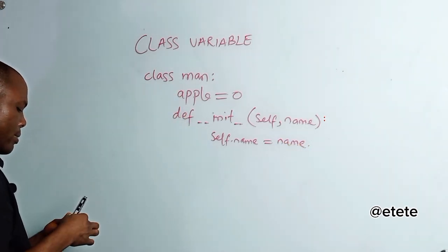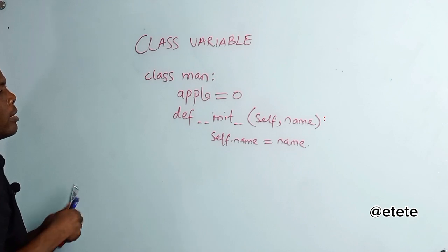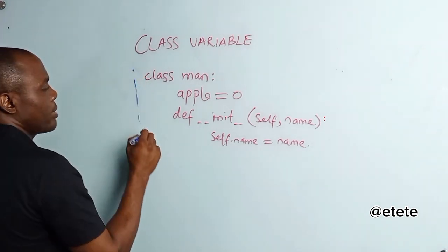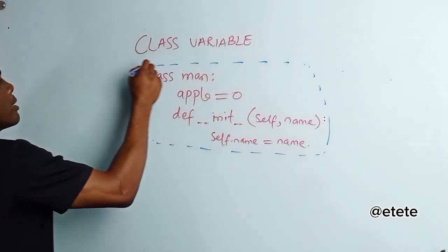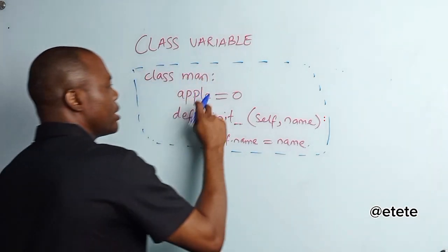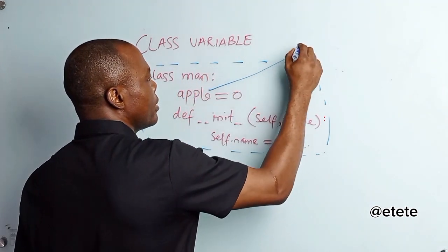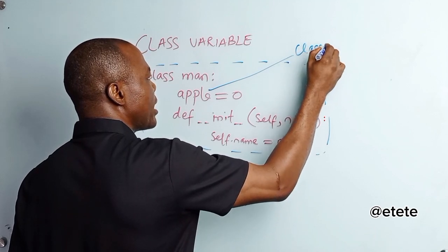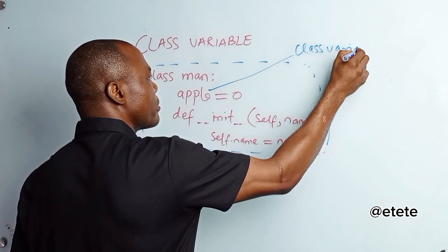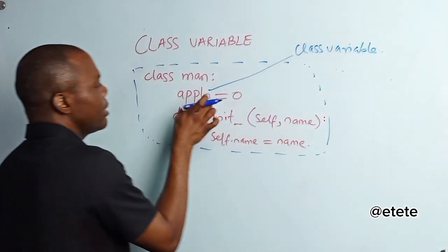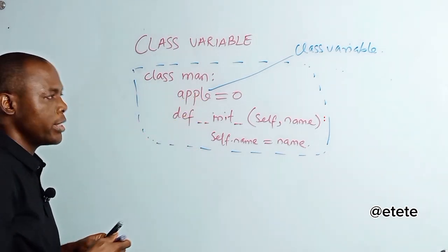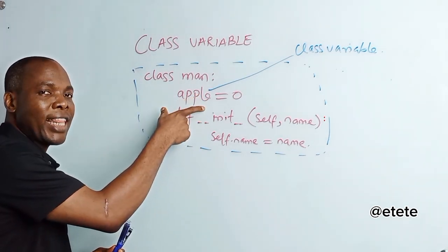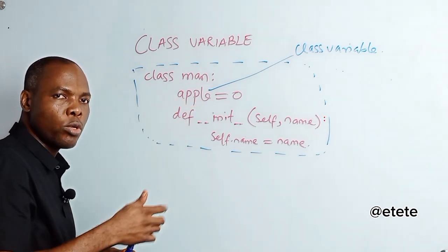Now, this is our class that we have created. Now, this one is what we call class variable, right? This class variable is common to the object that we are going to create. It is defined inside the class, but it's not going to be common to all the objects.